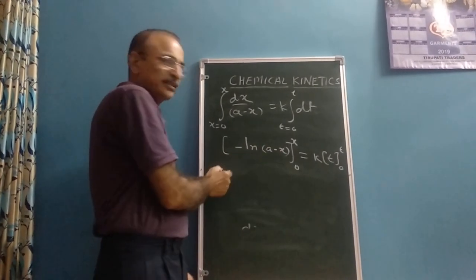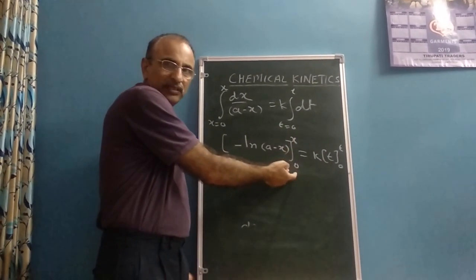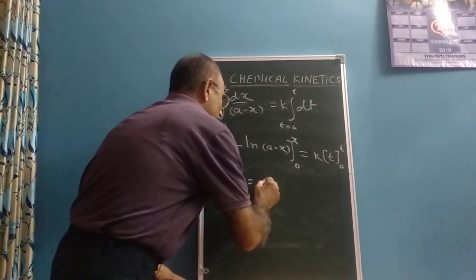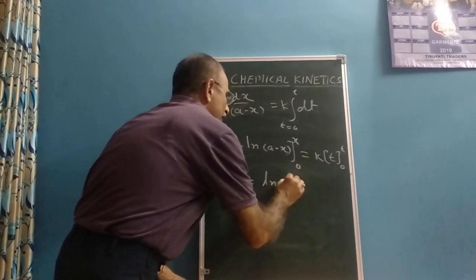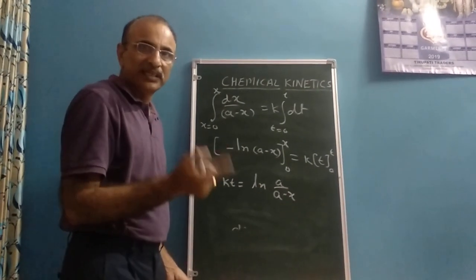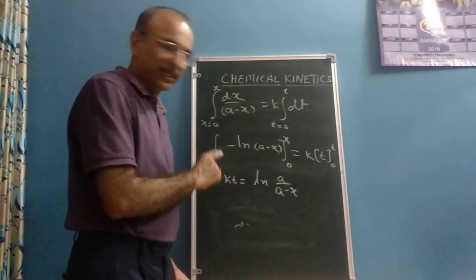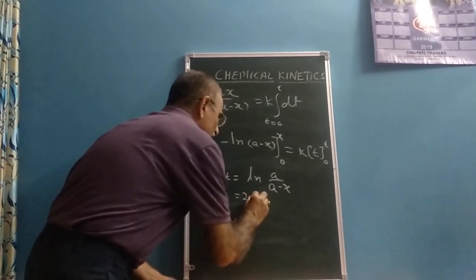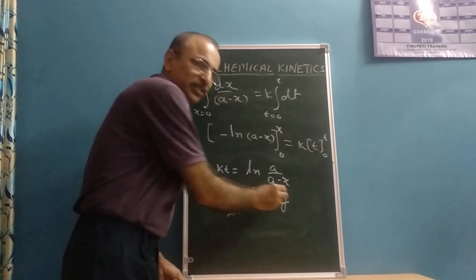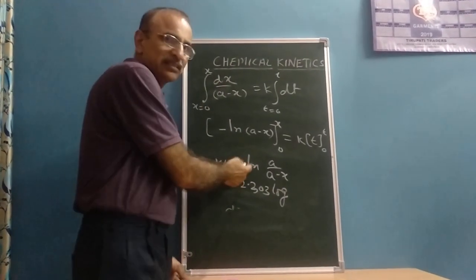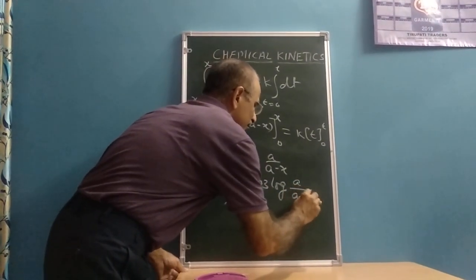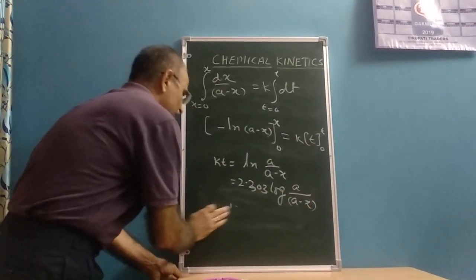You are familiar that it is higher limit minus lower limit. In that case, kt will be equal to ln of a by a minus x. Now this natural log, which is at base e, should be converted into base 10. For that, you have to multiply it by 2.303 log. This log means base 10, and ln means log at base e. So kt equals 2.303 log of a by a minus x. This is how you can calculate.